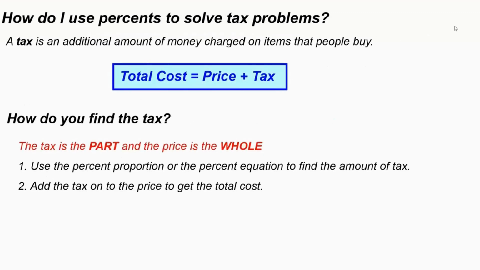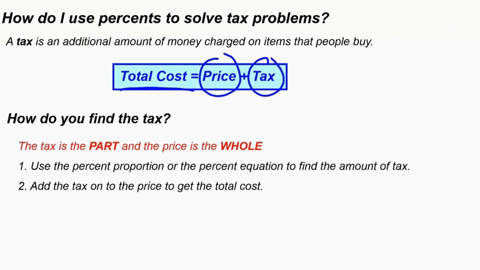So how do I use percents to solve tax problems? A tax is an additional amount of money charged on items that people buy. So when you go to the store and buy things, you have to pay an additional charge. That's called a tax. And a tax is typically measured with a percent. It's a percentage of the price that you pay for an item. So the total cost of what you're going to pay for something is going to be the price of that item plus the tax that you have to pay on that item.